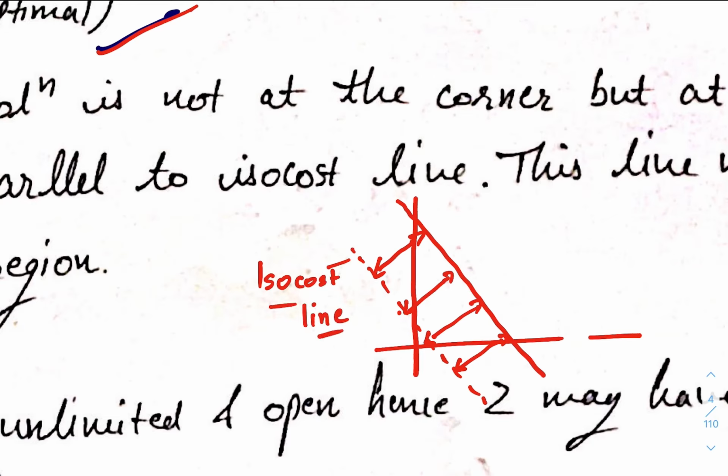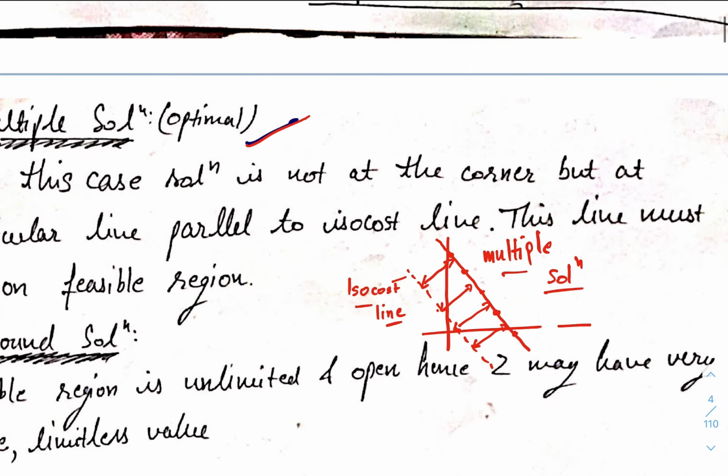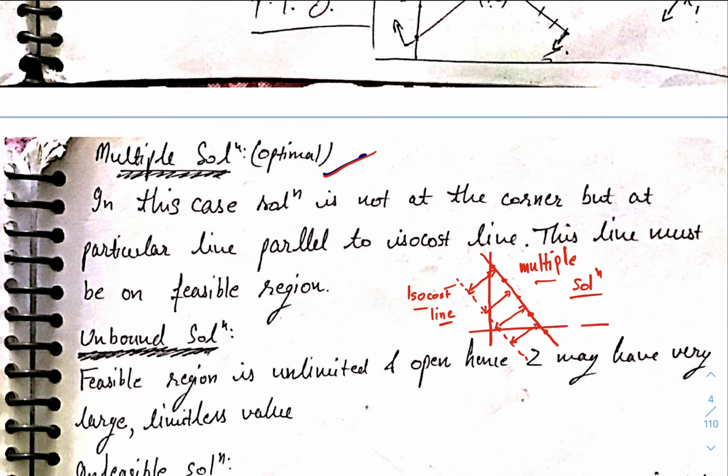So now the problem here is that I have got multiple points. This is also a point, this is also a point, and all are optimal solutions, because they are at a uniform distance from the isocost line. And we know that the farthest point from the isocost line is my optimal solution, and here I am getting many such points. So this gives me multiple solutions. That's what I'm saying: in this case the solution is not at the corner but at a particular line parallel to the isocost line.